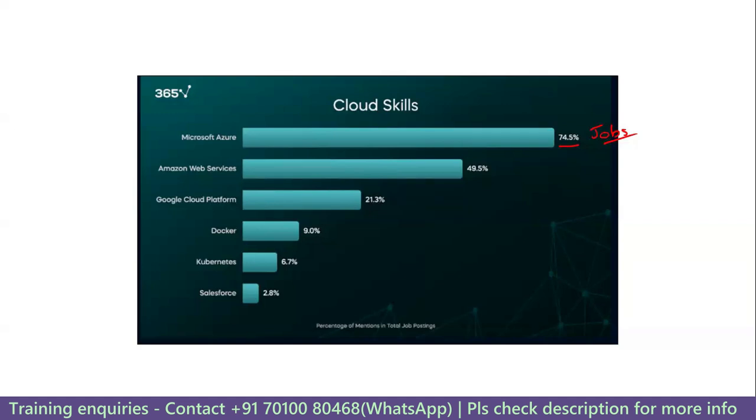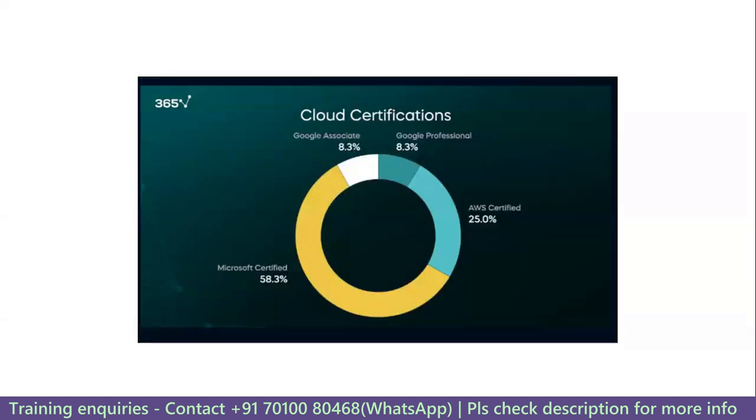All right. And not just the knowledge about it, almost 58.3% of the jobs which had cloud certifications required, out of that, almost 60% wanted a Microsoft certified professional. All right. Only 25% of organizations wanted an AWS certified professional. And then you have Google Associate, Google Professional. So this shows that not just the knowledge of Azure, not just the experience in Azure, the companies also want you to be certified in Azure.